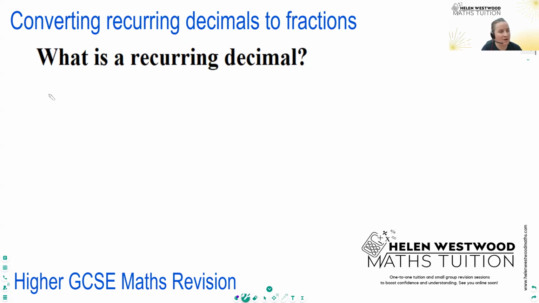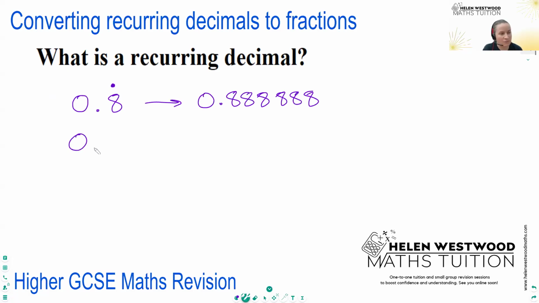So when we're talking about recurring decimals, this is where we're looking out for a dot over one of the numbers, because if we can see a dot over one of the numbers, that tells us that number is going to recur. So we see that sort of repeating pattern. Now, it could be one number that recurs. We could have multiple dots. So for example, we could have a recurring decimal like this one.